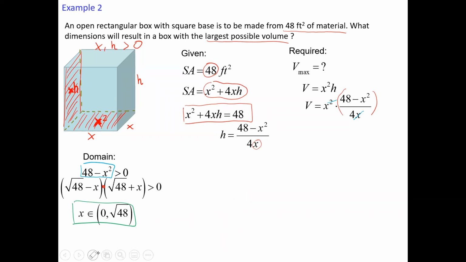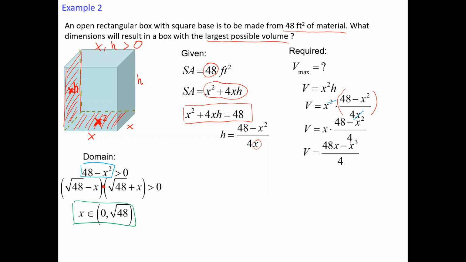So we still have an open interval. But let's look at our function now, the volume, the function that we are maximizing. I cancel out that x, and I can multiply 48 times x and x squared. That means we will have 48x minus x cubed. Okay.